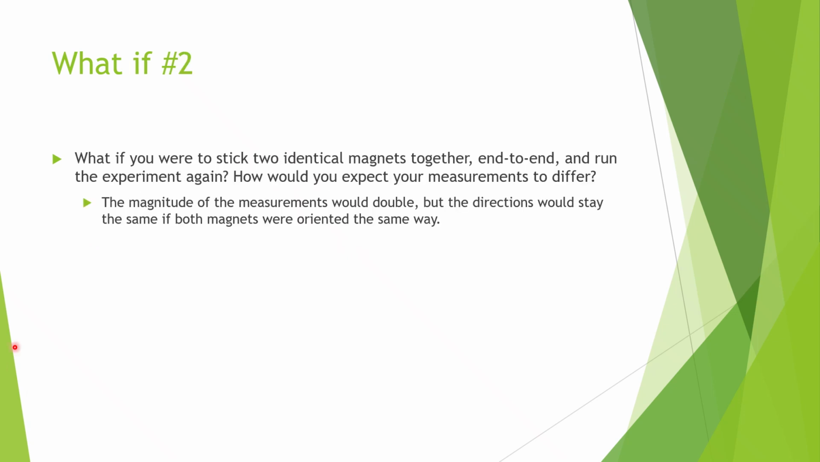What if number 2? What if you were to stick two identical magnets together end to end and run the experiment again? How would you expect your measurements to differ? The magnitude of the measurements would double, but the directions would stay the same.